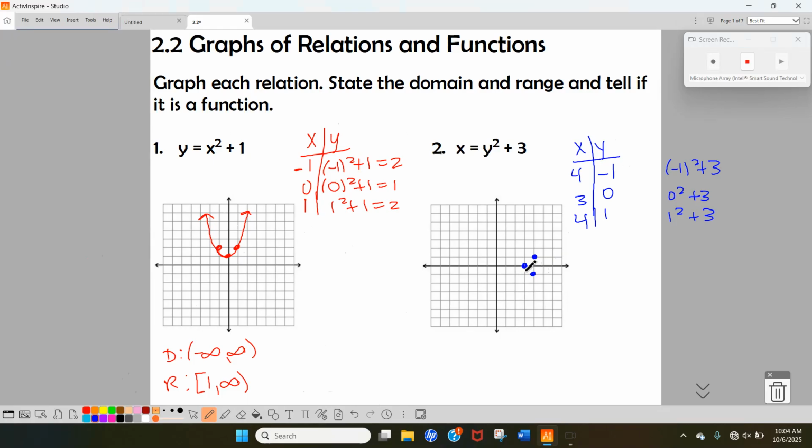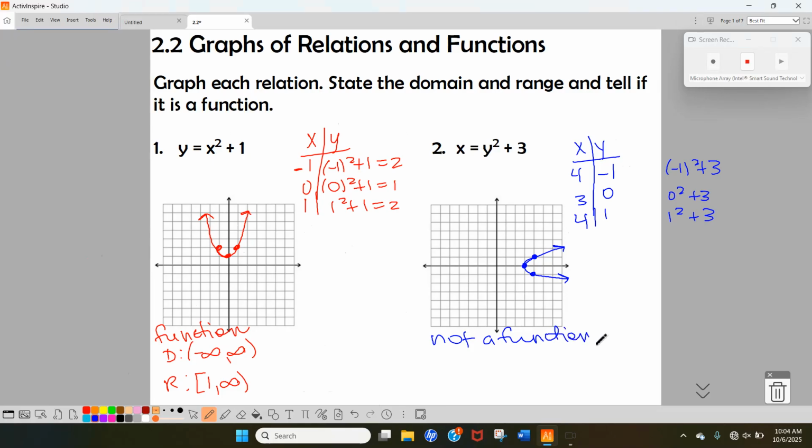And again, it's got a square in it. It's quadratic. It should make a U. This one just makes a sideways U. That's still called a parabola, but it is not a function. And I forgot to say that over here. This guy is a function. This one that we just graphed is not a function.